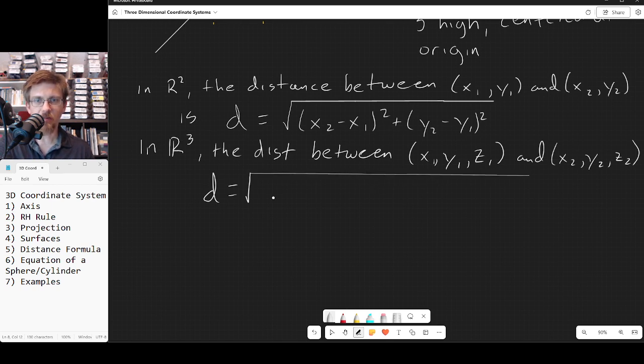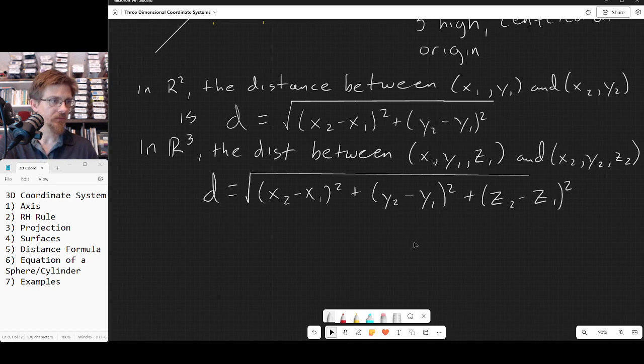And that is just going to be equal to the square root of, and it's just the sum of the difference of squares between each coordinate. So x2 minus x1 squared plus y2 minus y1 squared plus z2 minus z1 squared. Okay, so it's very similar to what we would expect it to be.